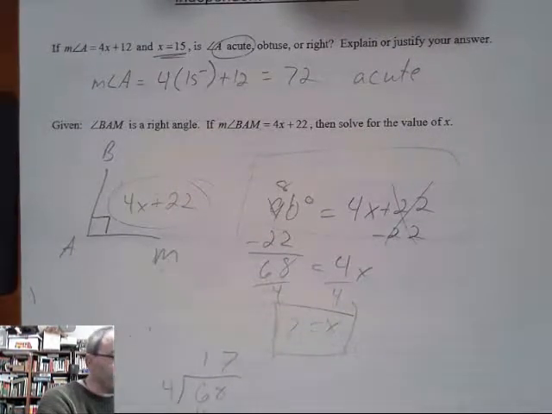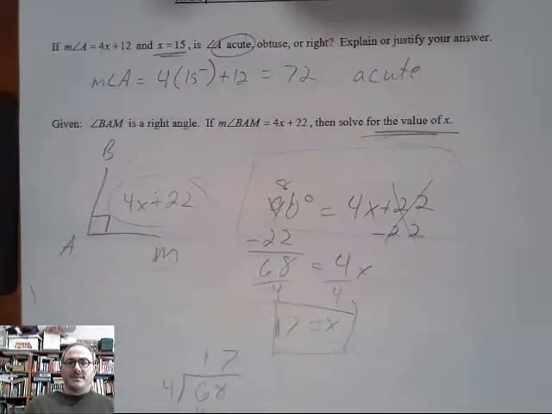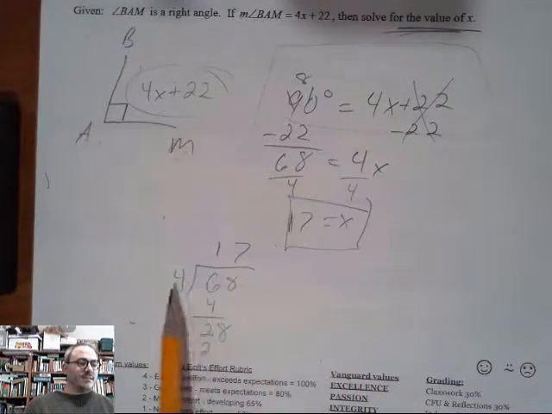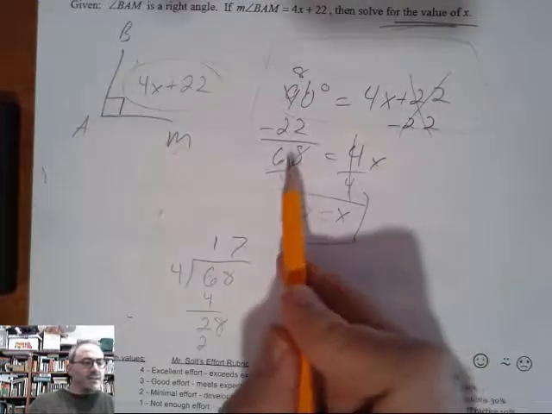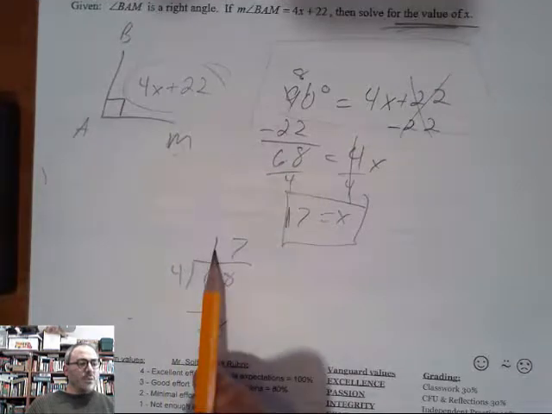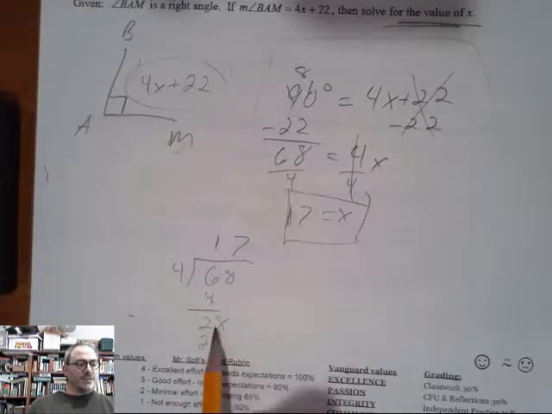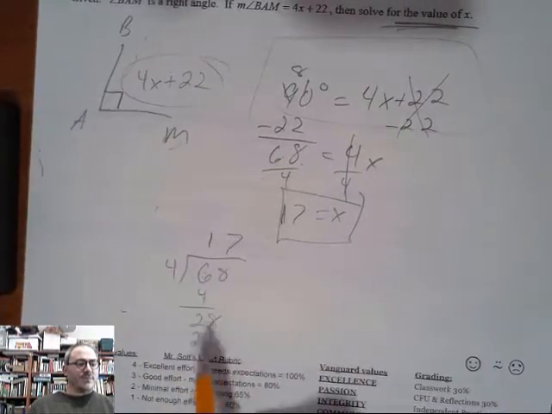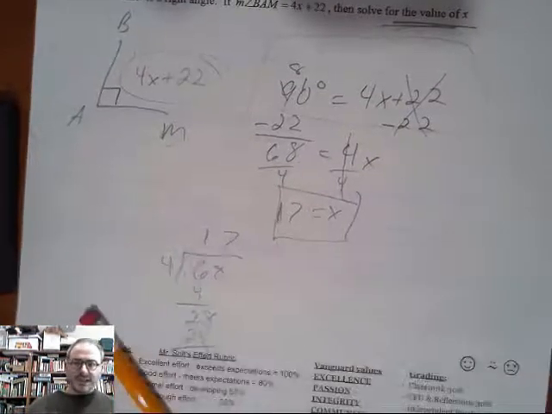Did it ask for anything else? No. Right there, I'm done. It told me to solve for the value of x. So there we go. X equals 17. I divide by 4 on both sides. That gets rid of the 4 here. 68 divided by 4. 4 goes into 6 once. 1 times 4 is 4. 6 minus 4 is 2. Drop down the 8. 28. 4 goes in 28 7 times. 7 times 4 is 28. There's no remainder. The equation's done. X equals 17. Have a wonderful day.